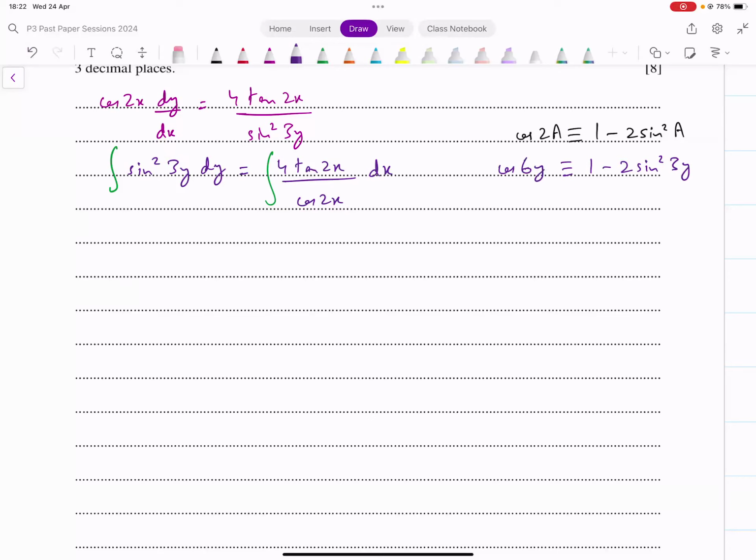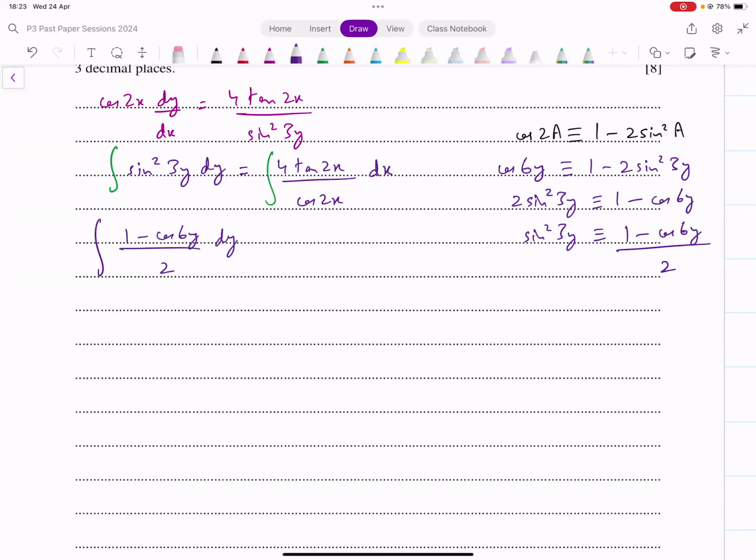And now what you can do is you can make sine square 3y the subject, bring that to the left side, and that gives you 2 sine square 3y. That's identical to 1 minus cos of 6y, and then sine square 3y, that is identical to 1 minus cos 6y divided by 2. So on the left side, we can replace sine square of 3y with this thing. And that is 1 minus cos of 6y divided by 2.